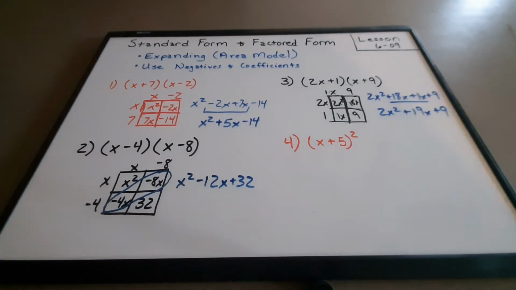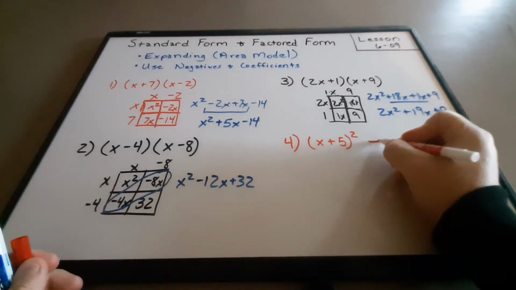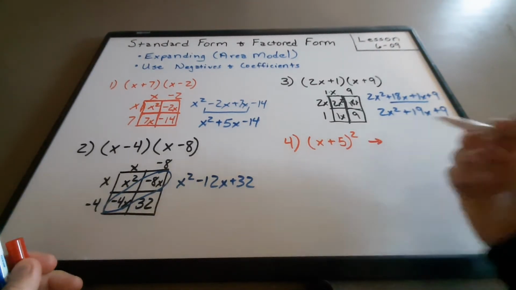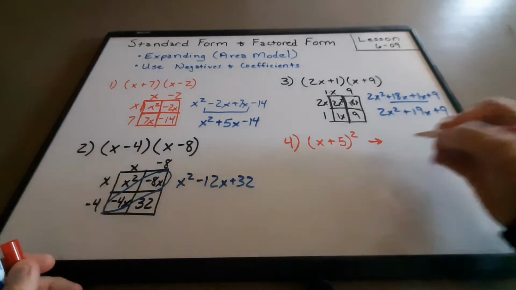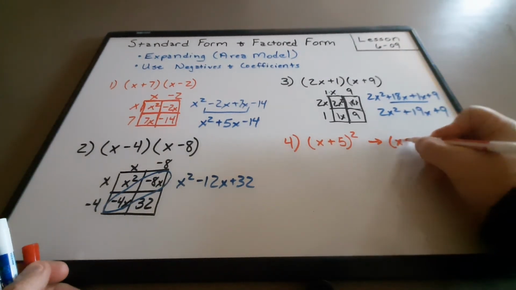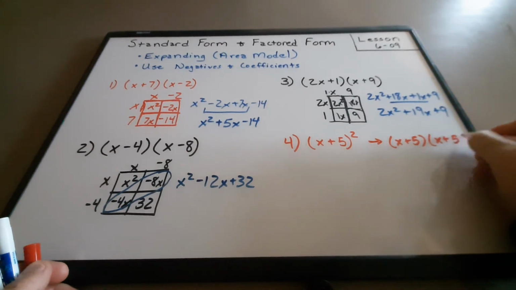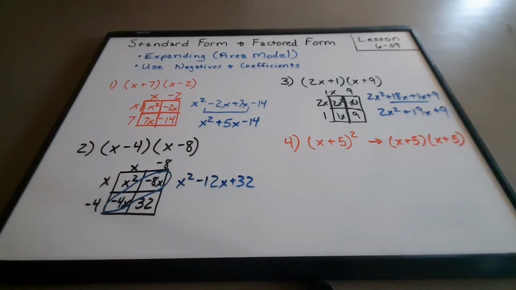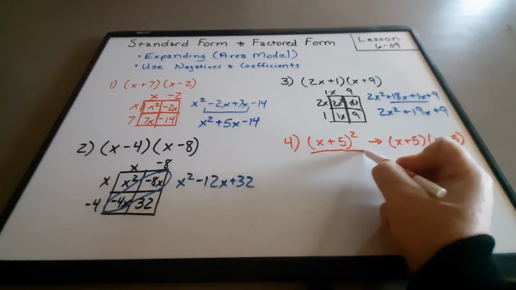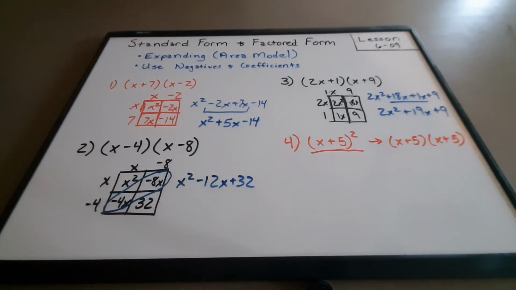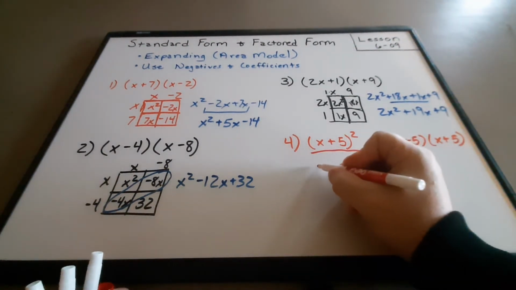And our last one looks a little different. It's x plus 5 squared. This squaring just means that we're multiplying two things together that are the same. So this is really the problem x plus 5 times x plus 5. This isn't a very difficult problem, but sometimes when it's written like this, people get confused. So I wanted to show you what to do.